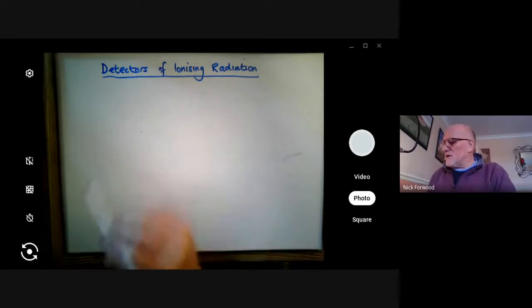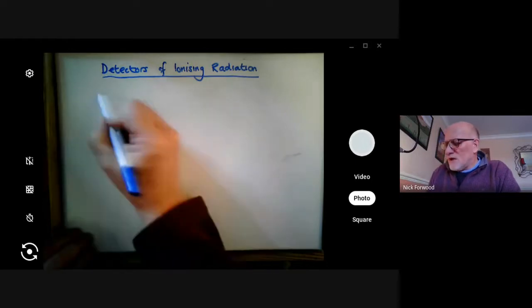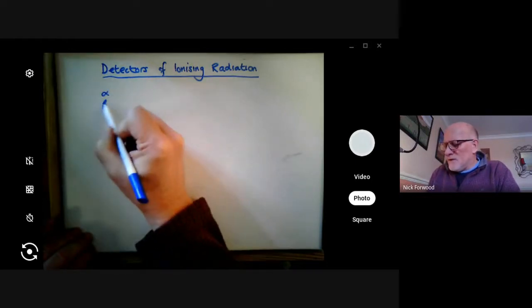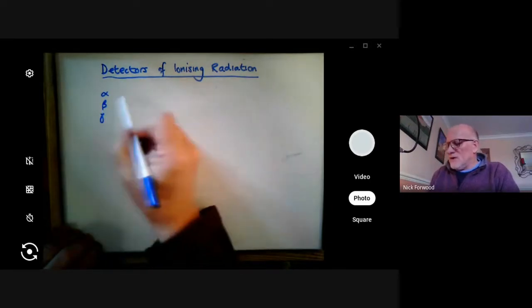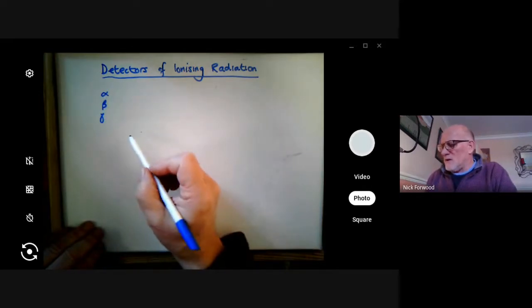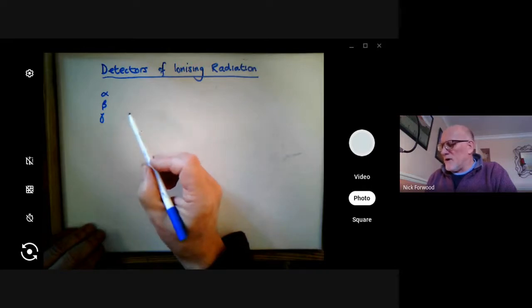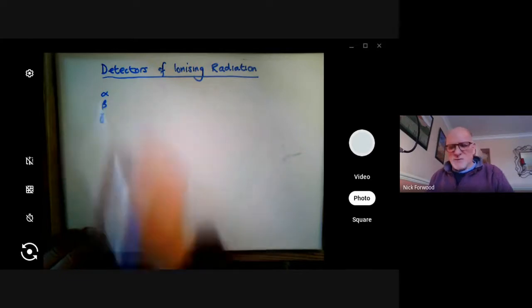Okay, so detectors of ionizing radiation. Well, first of all, what is ionizing radiation? We've already looked at alpha, beta, and gamma. And we know that when these particles fly through the air, they can knock off electrons, and then perhaps an atom of air can actually become ionized. And it's these ionized particles that are being detected in a lot of cases. So that's just a little bit of revision from the work you've done already.